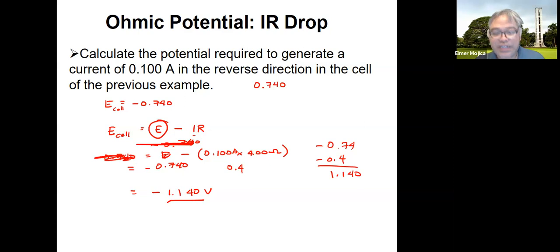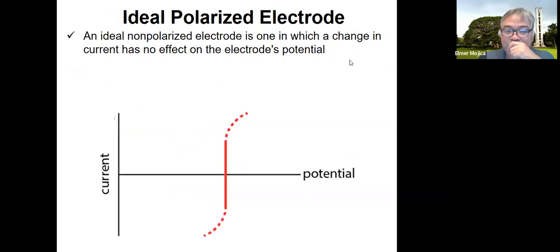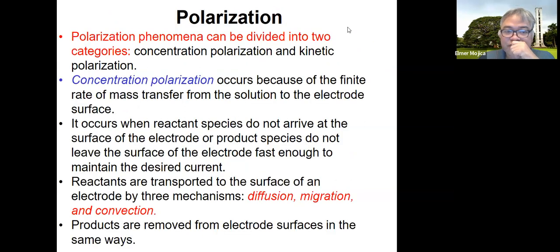And that brings us to the next one that causes what we call current effects on dissolved potential. So the next one is what we call the polarization. So nauna ata yung handout ko dito.